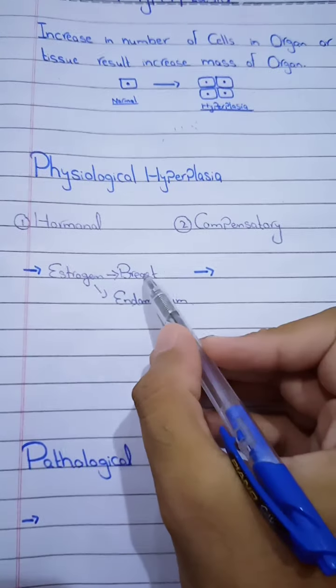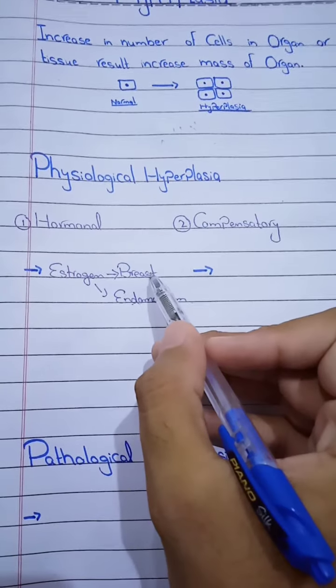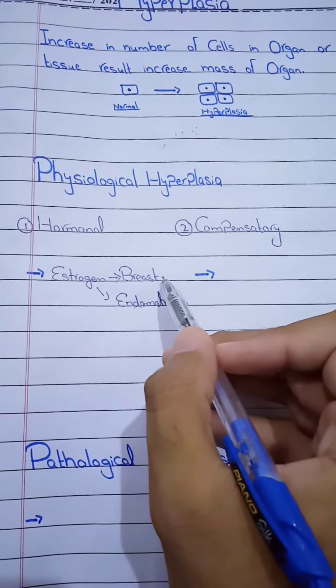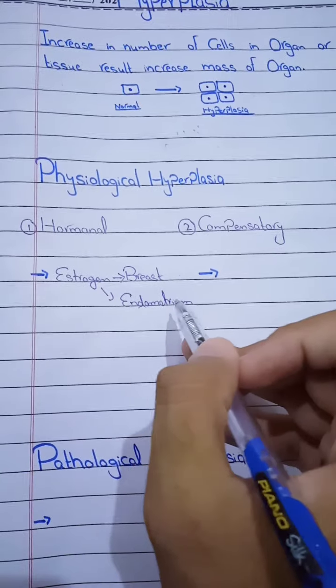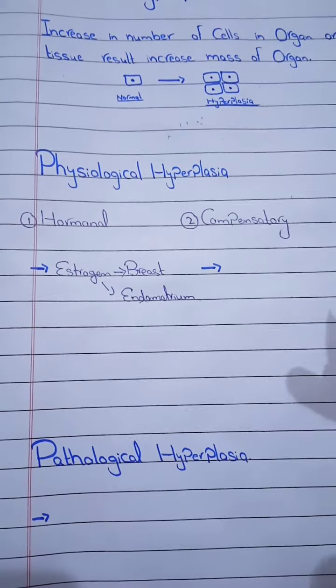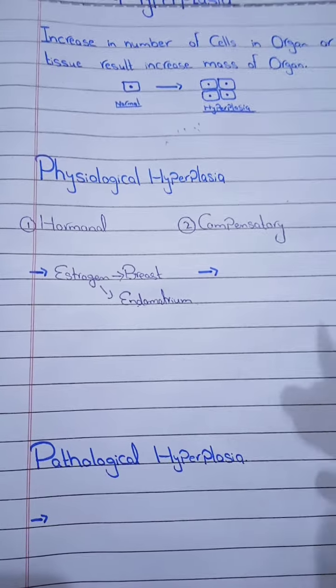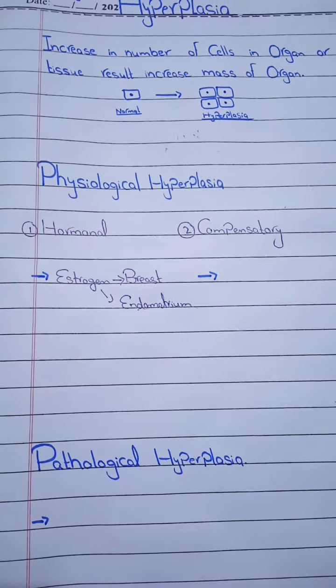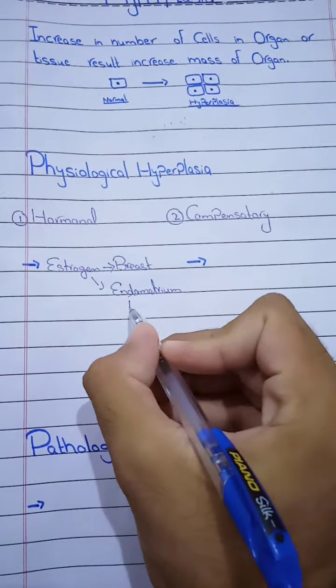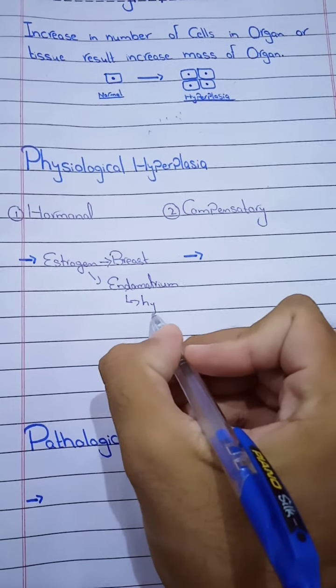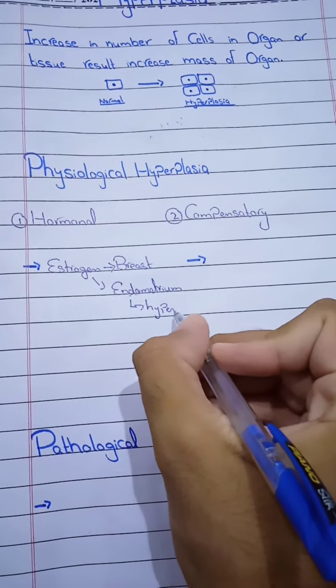So estrogen first causes proliferation of the breast, and the second is the endometrium. What is the endometrium? The innermost lining of the uterus. So in the first phase of the menstrual cycle, estrogen causes hyperplasia of the endometrium, right.